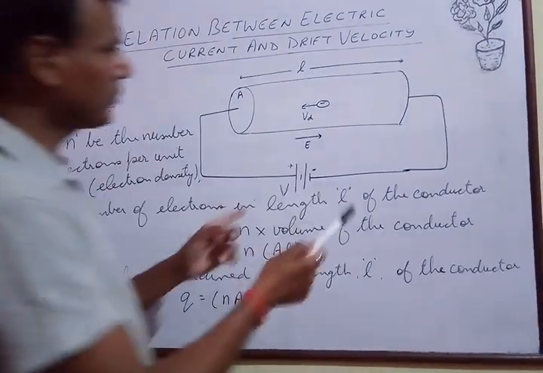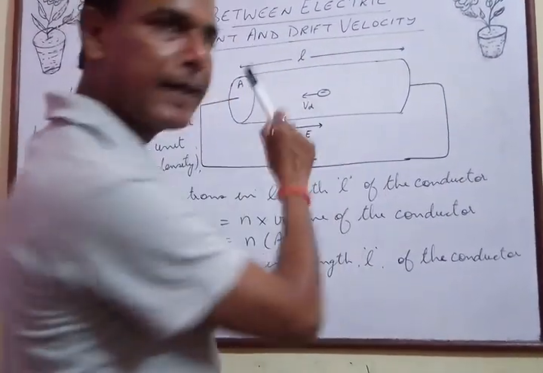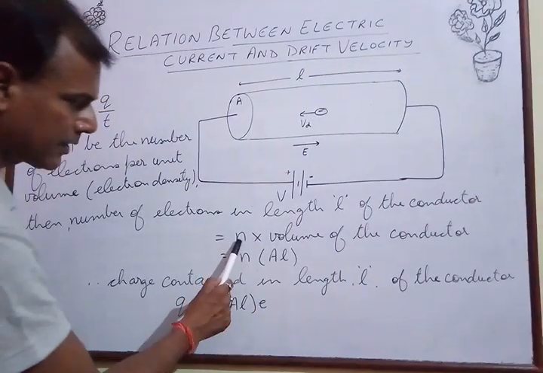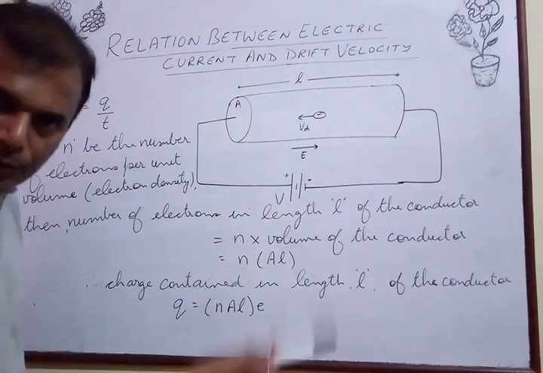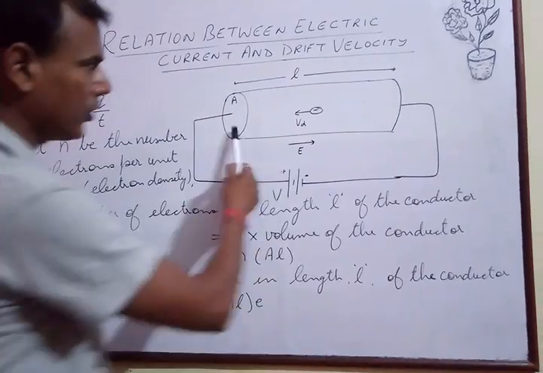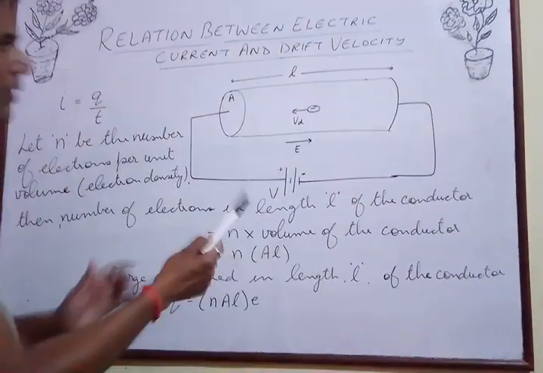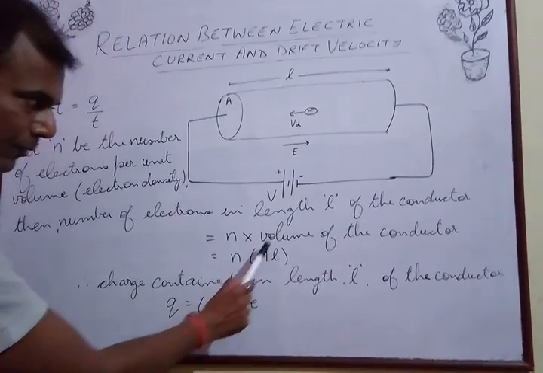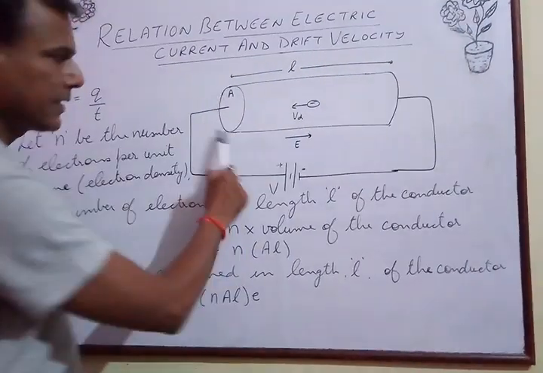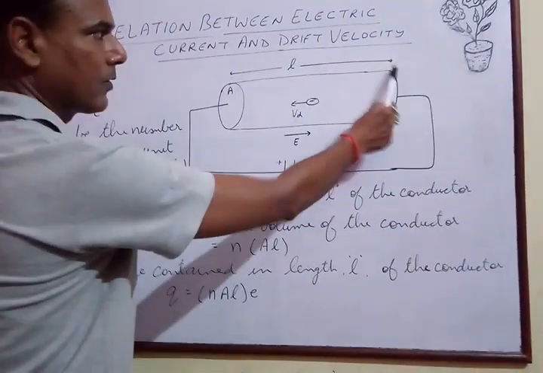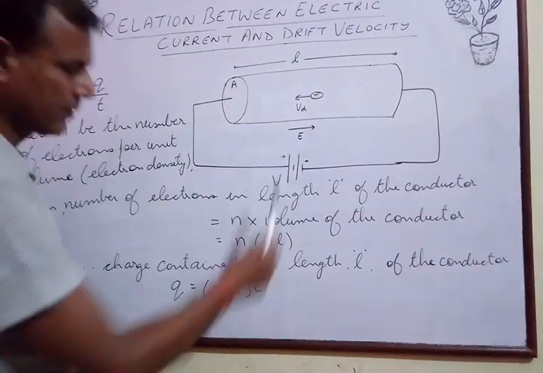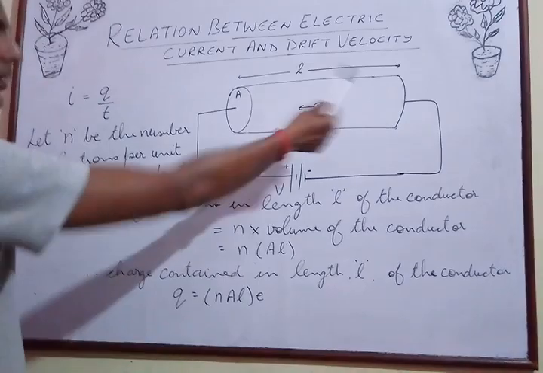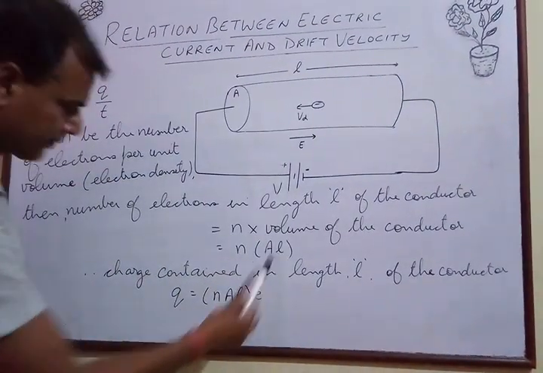If we want to find the total number of electrons in length L, it will be equal to n into the volume of the conductor, because n is the number of electrons per unit volume. Multiplying by the volume gives the total number of electrons in length L. The area of cross section is A and its length is L, so the volume is A into L. The total number of electrons in length L of the conductor is equal to nAL.